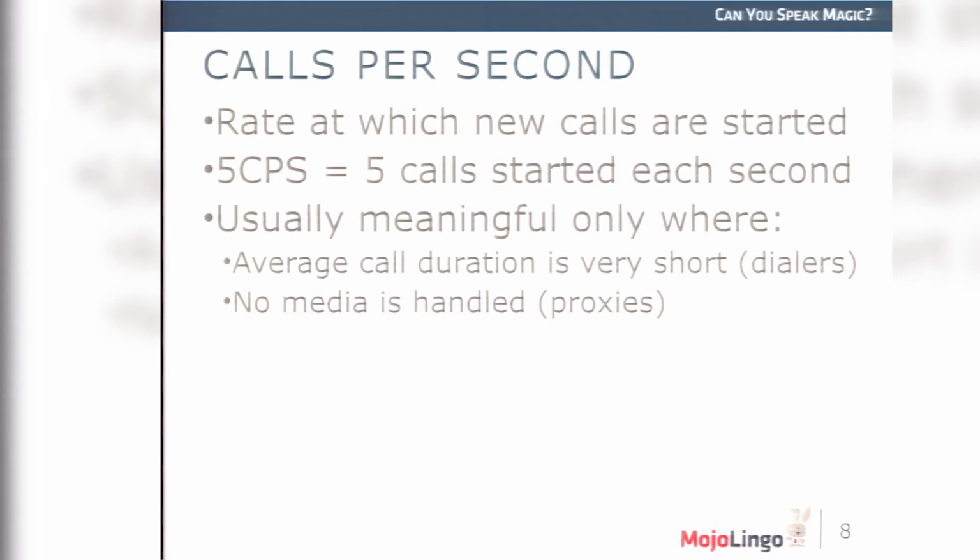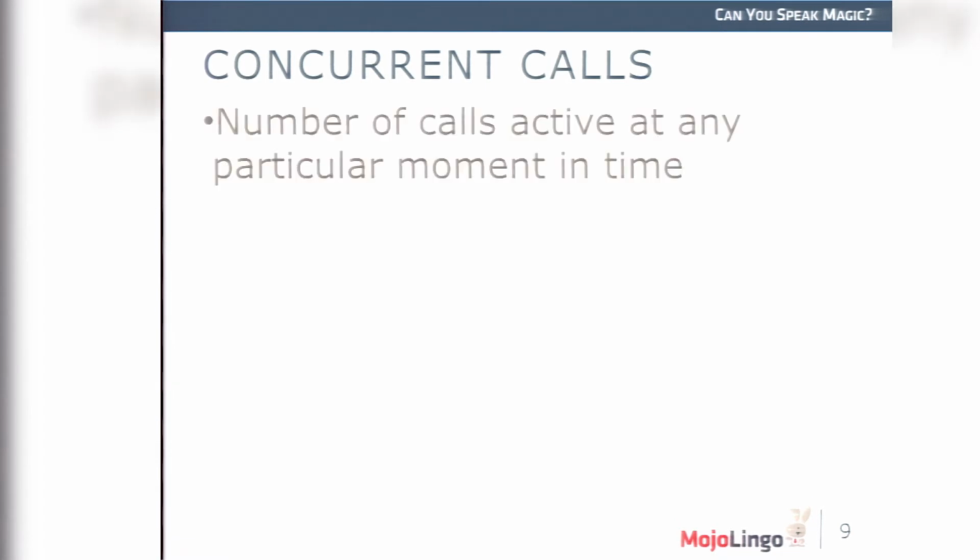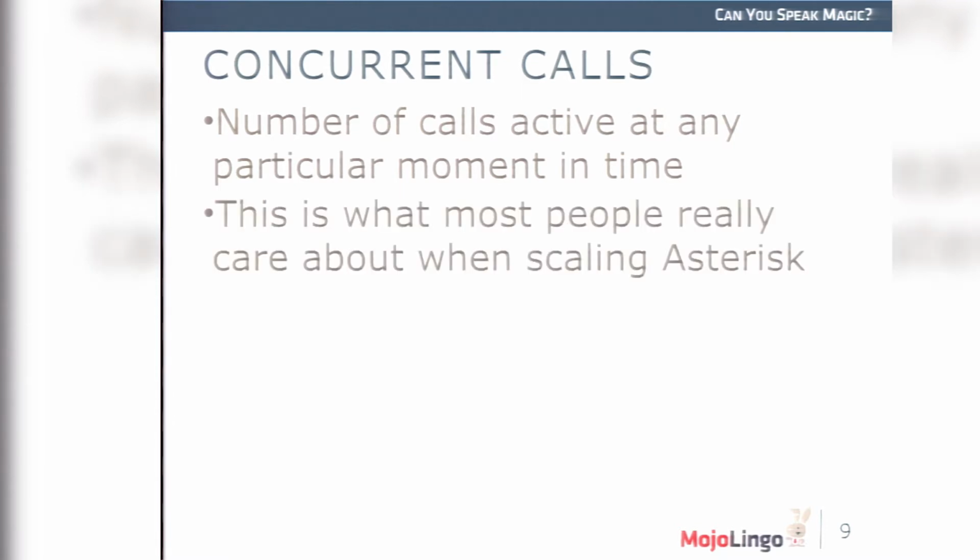I don't want to take away from this because it's an important metric, but I think people tend to get a little fixated on it. And I think for most people, this is not the bottleneck. For most people, I think, in this room at least, concurrent calls is probably what you're more interested in. This is the number of calls active at any particular time. And I think this is what people really mostly care about when they're scaling Asterisk.